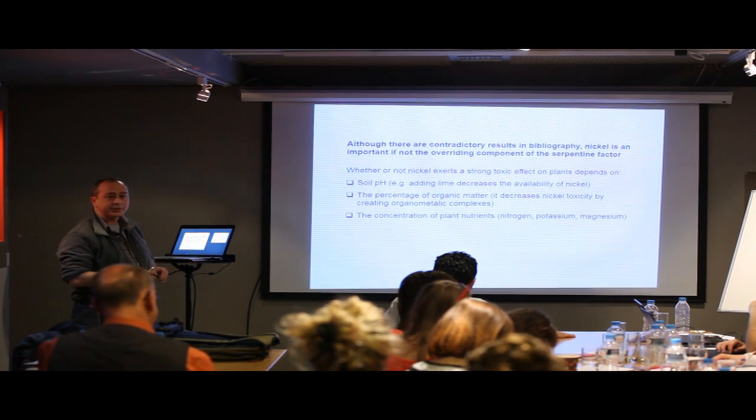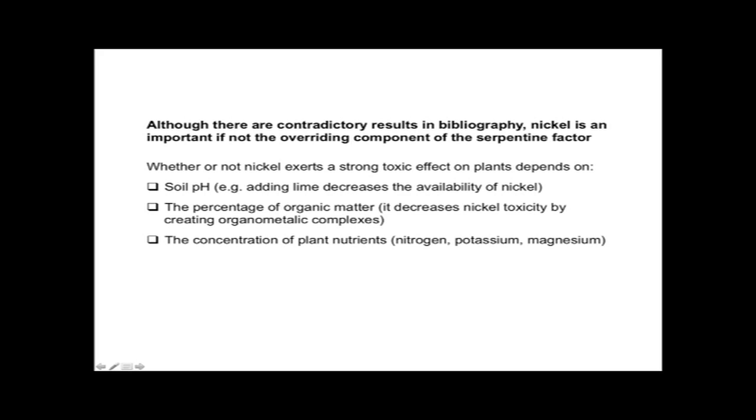Although there are contradictory results in the bibliography, nickel is considered one of the main components of the serpentine factor. However, whether or not nickel will have a toxic effect on plants depends on soil pH. For instance, adding lime to the soil decreases the availability of nickel. The percentage of organic matter matters too: when we have higher organic matter content in the soil, nickel toxicity is decreased because some organometallic complexes are created. The concentration of plant nutrients in the soil also matters.